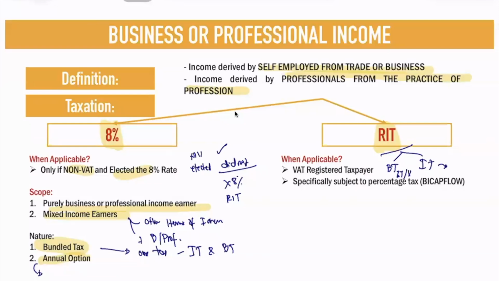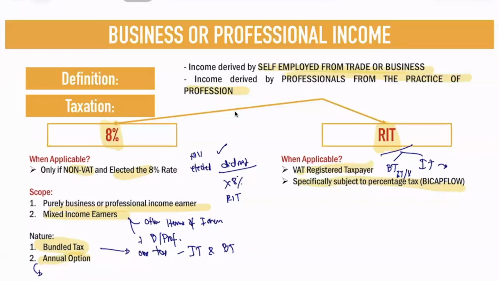So when is it applicable? If you are a VAT registered taxpayer or you are specifically subject to percentage tax, assuming banks, operators, winnings of horse, trifecta, etc., insurance, mga ganon. If ever you are subject to percentage tax, then always RIT ka. 8% lang pag non-VAT and you elected 8% rate. At the same time, you are not subject to specific percentage tax pursuant to the rules under percentage taxation.